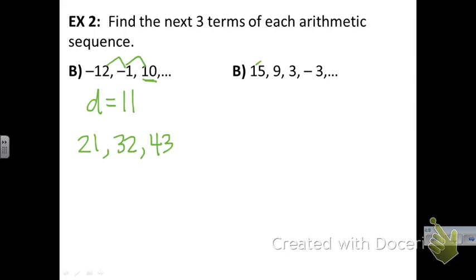On B, if you can see what is going on, we are going to subtract 6 each time to get to the next term. So we'll take this negative 3 and subtract 6, and that'll get us to negative 9. Negative 9 minus 6 is negative 15, and then negative 15 minus 6 is negative 21.